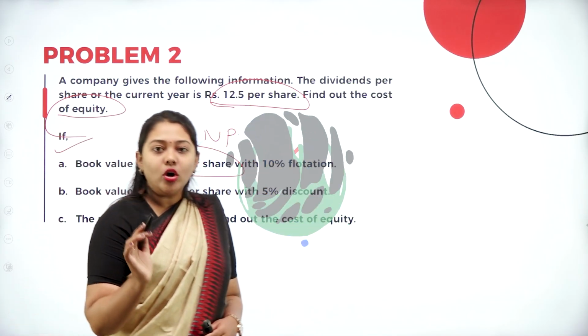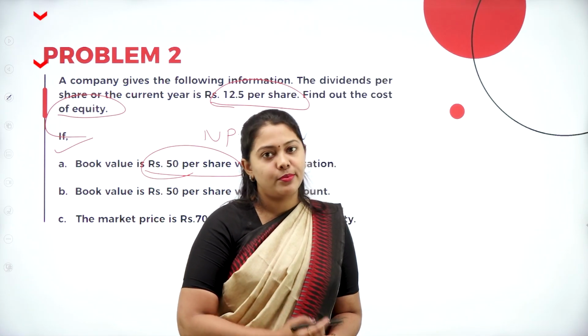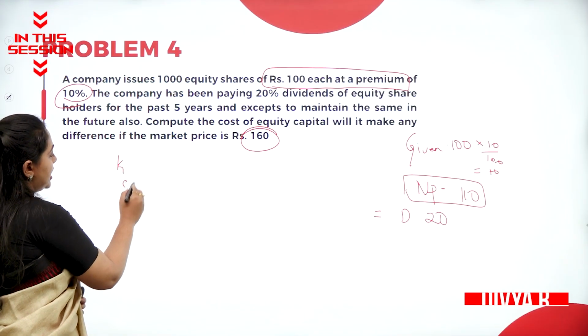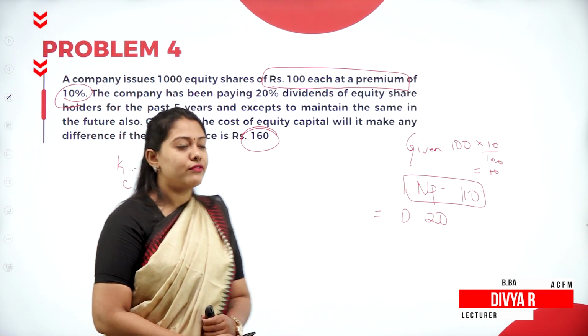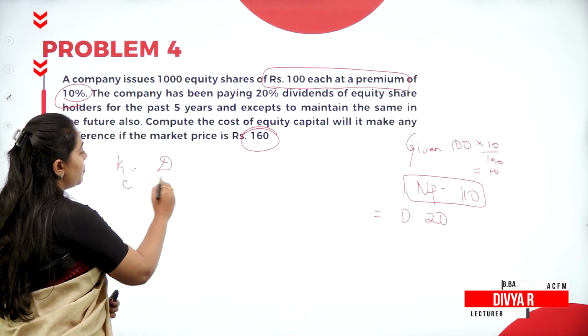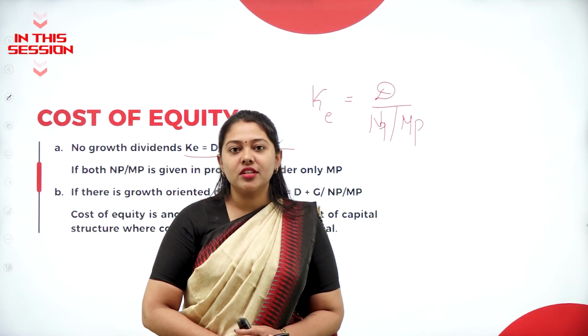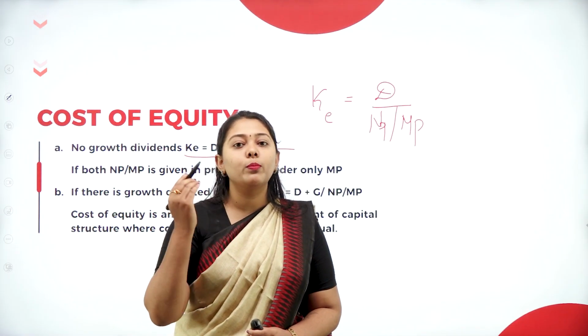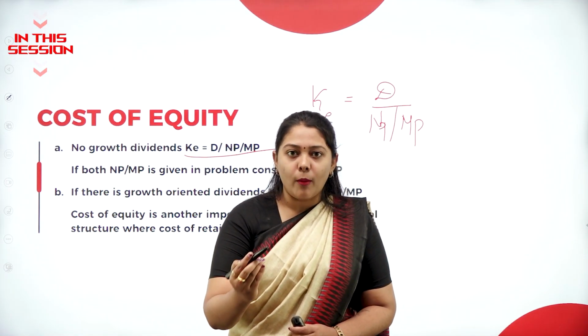Growth rate is not given, so the formula will be again dividend divided by net proceeds. Cost of equity, when growth rate is not given in the question, the formula will be dividend divided by net proceeds. So whenever market price is given in the question, my dear students, you have to consider market price only for your problem.